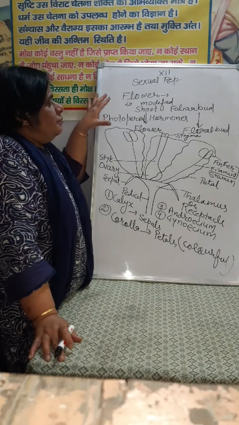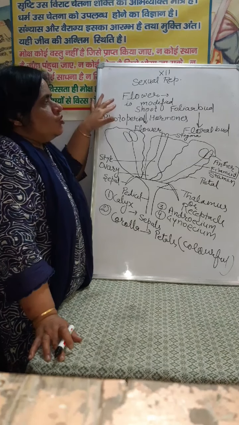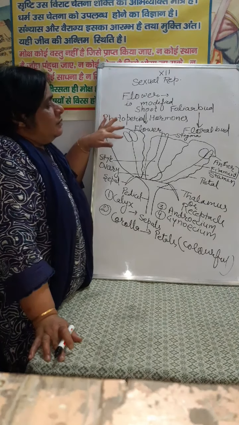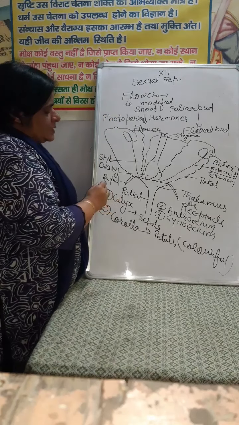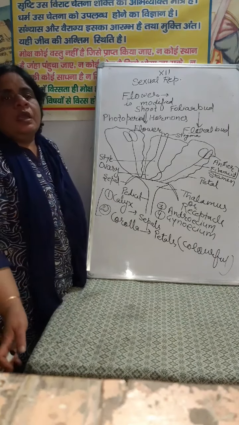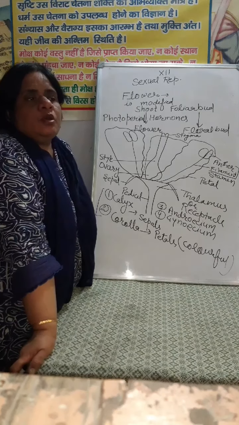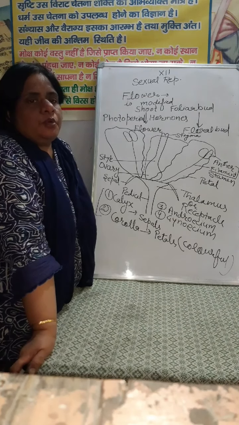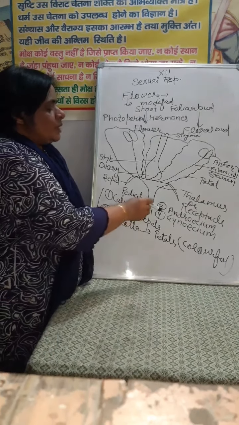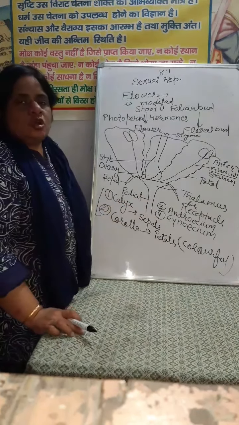Flower is the modified shoot in which the foliar bud gets modified into a floral bud. Then the first two whorls, calyx and corolla, are non-essential whorls of the flower. Why are these non-essential? Because they don't participate in reproduction. The next two whorls, androecium and gynoecium, are called essential whorls.